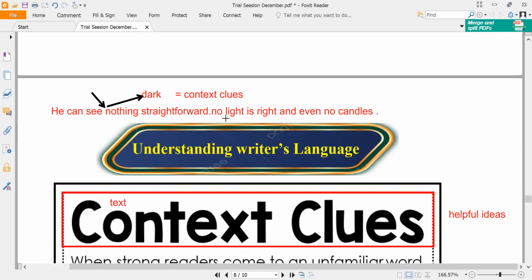What can help me determine if he is blind or the place is dark? The context clues, the rest of the sentence. He said what here? No light, and even no candle. Exactly, there is no candle. Why would he need a candle if there is light? So he needs the candles because the place is dark. This is exactly what we mean by context clues. There are some key or helpful ideas in the text that help me understand what is mentioned.